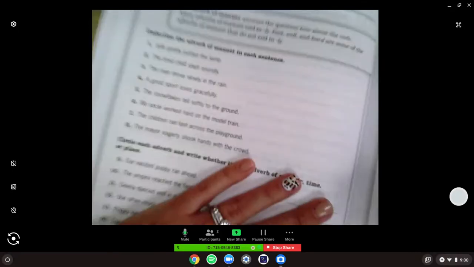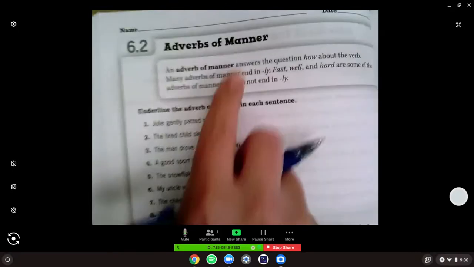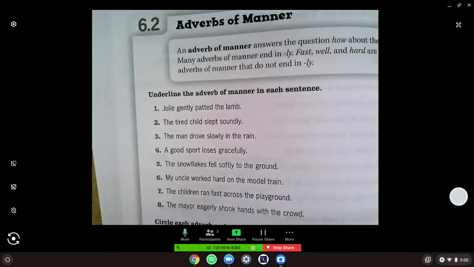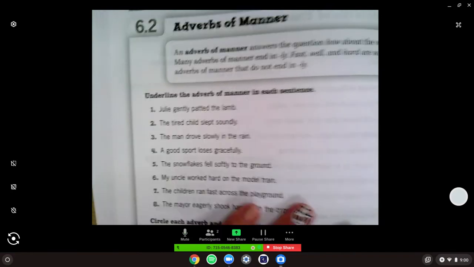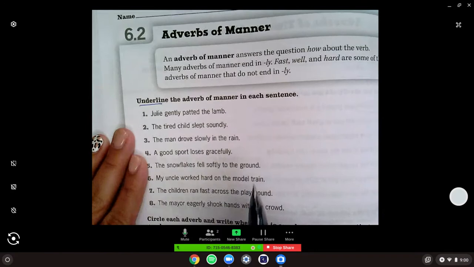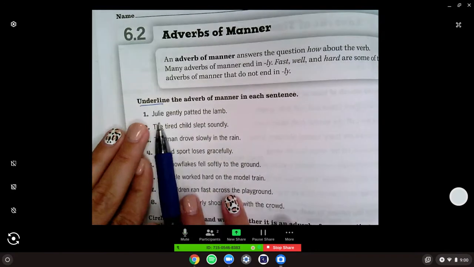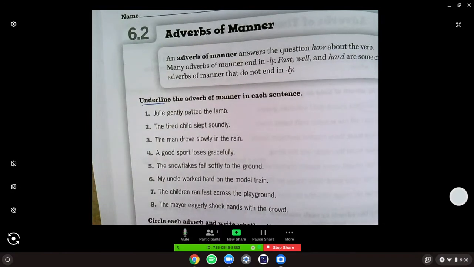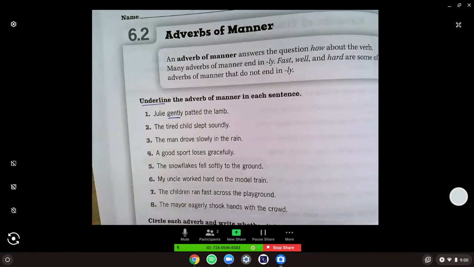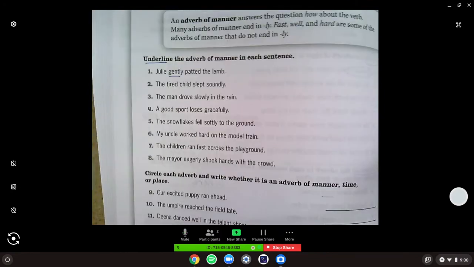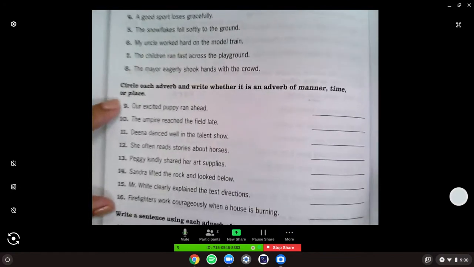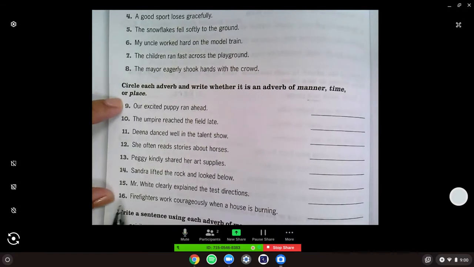Okay? This time, we're working with adverbs of manner. Okay? These are those ones that often end in that ly. Remember? Okay? So underline the adverb in each adverb of manner. What do you think? Julie gently patted the lamb. Christian? Gently. Does that make sense for 1 through 8?